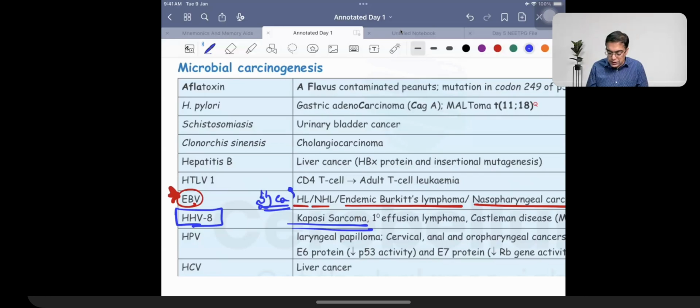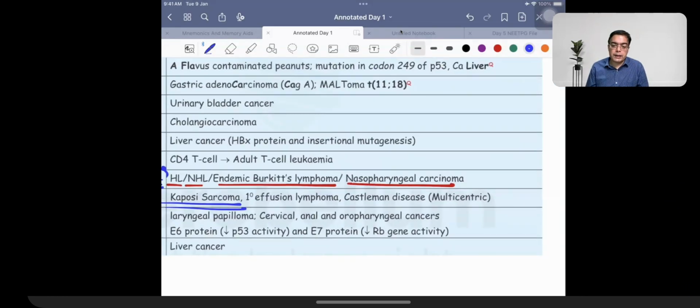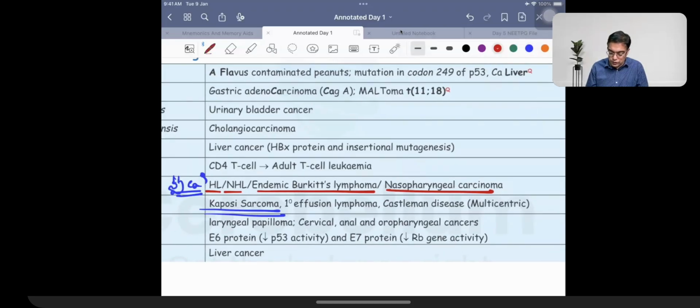Kaposi sarcoma, 99% people remember. People tend to forget this. This was asked as an INI question. Primary effusion lymphoma and multicentric Castleman disease. This is what somebody was talking about already.